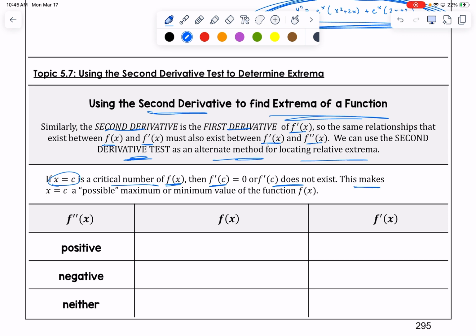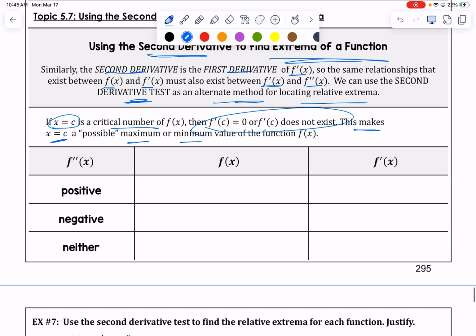This makes x equals c a possible max or min. Do you agree? If the first derivative equals 0 or undefined, do you agree it either has to be a max or a what? Or neither, if it didn't change signs. So the process we've been doing is doing a what? But what I'm going to do is use the second derivative to tell me whether or not those are maxes and mins. So if the second derivative was positive, what would that tell me about that critical value? If it is a critical value for the first derivative, what would it tell me? If you're concave up at that value, what would it tell me?